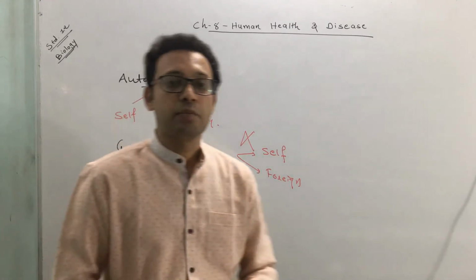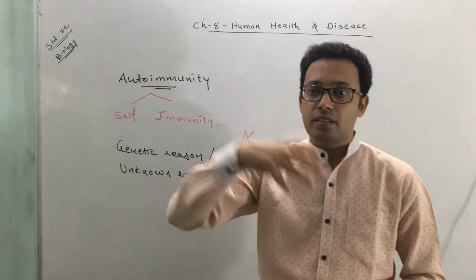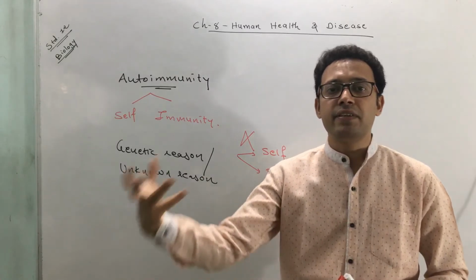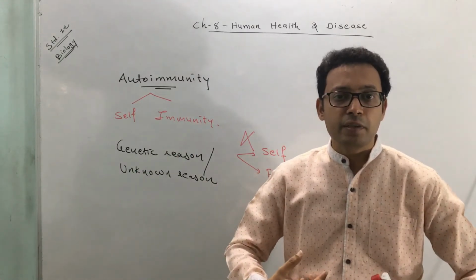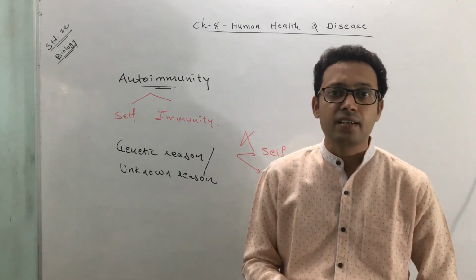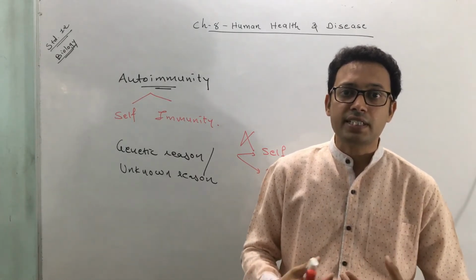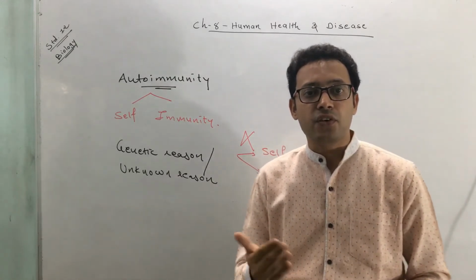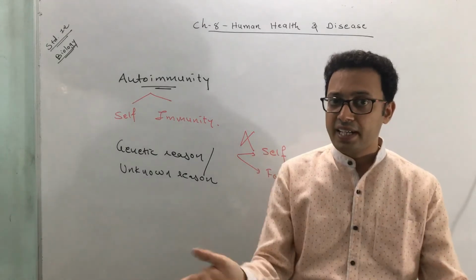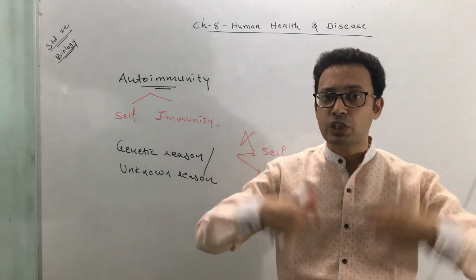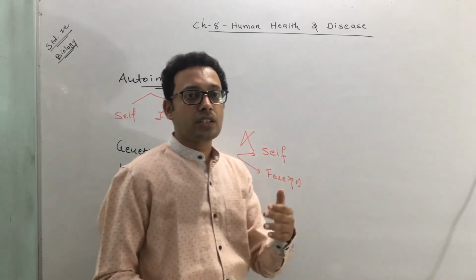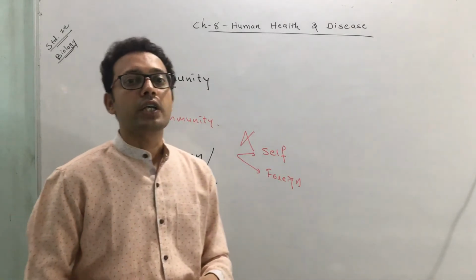Suppose, for example, we are transplanting a liver from another person. When we transplant a liver from another person, the cells of our immune system are able to identify whether the transplanted liver is my own cell or the cells of another one. And if they are foreign, they attack it. But when it forgets the difference between self and foreign and starts to attack our own cell, then destruction occurs, and this phenomenon is called autoimmunity.